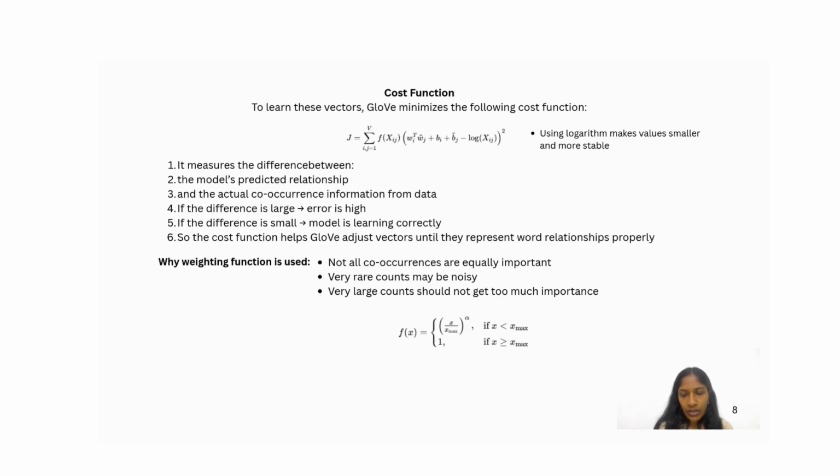Additionally, the use of logarithms in the cost function ensures that extremely large values do not overwhelm the optimization process. So overall, the cost function in GloVe is carefully designed to ensure stability in training, balanced learning, and better representation of meaningful word relationships. This is one of the key reasons why GloVe performs so well in practice.